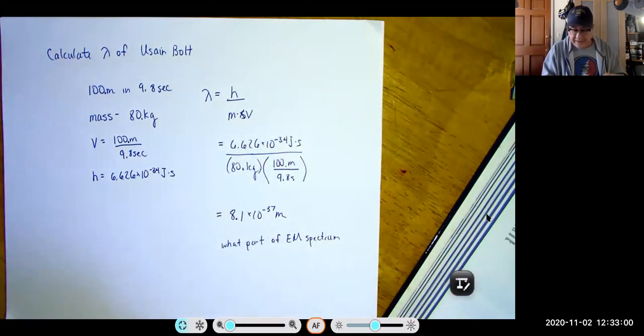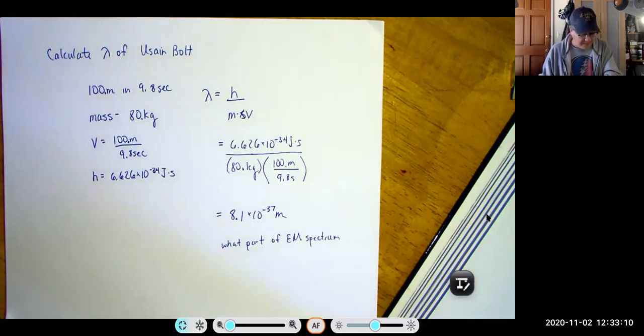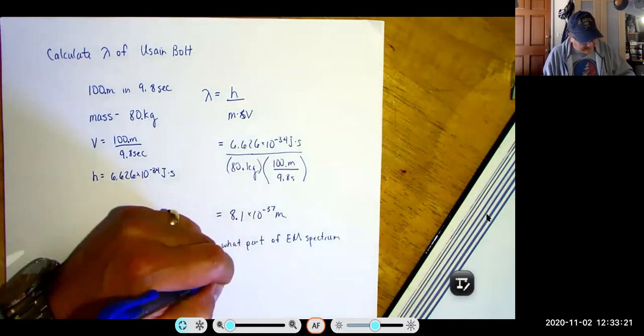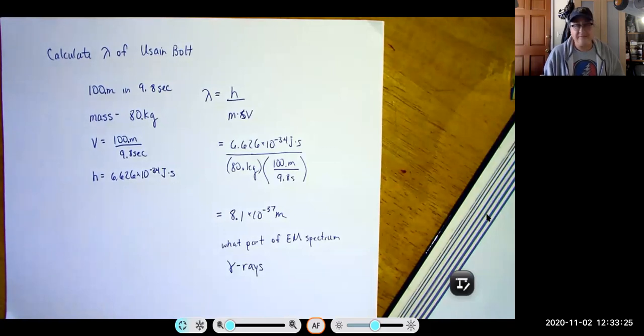So let's take a look at the electromagnetic spectrum and see if we can figure out which part this comes from. So where is that spectrum? On page 278. So 10 to the minus 37 meters puts this definitely in gamma rays. Okay. So he's emitting gamma rays.